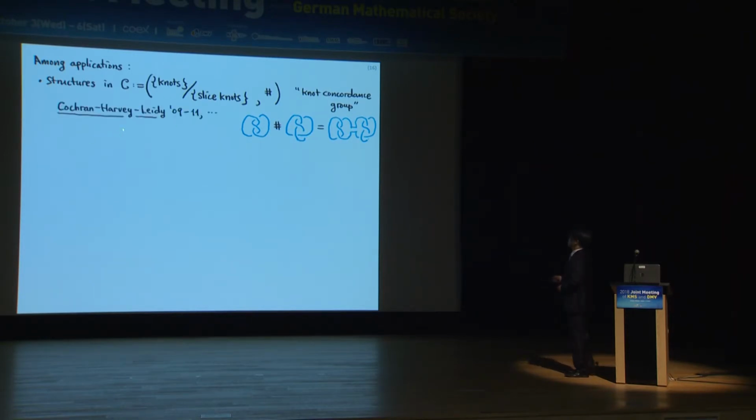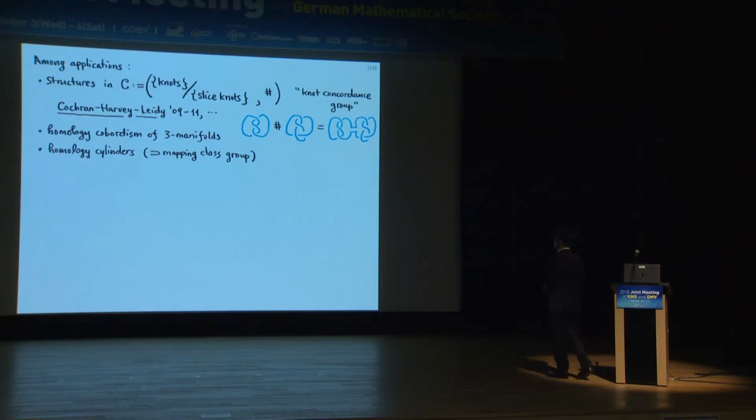In particular, Cochran, Harvey, and Leidy, in a series of their papers, used the Cheeger-Gromov rho invariant, or equivalently Hilsbrook type L2 signature defects, to reveal very interesting structures in this group. And there are other related subjects for which people made applications of Hilsbrook type L2 signature defects, like homology cobordism of three-manifolds, homology cylinders, which in particular includes mapping class groups, and the more recent idea of the L2 acyclic Brauer group.